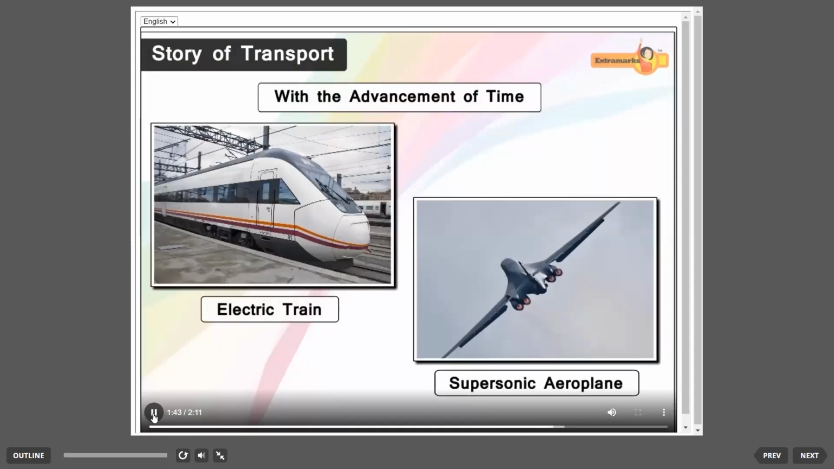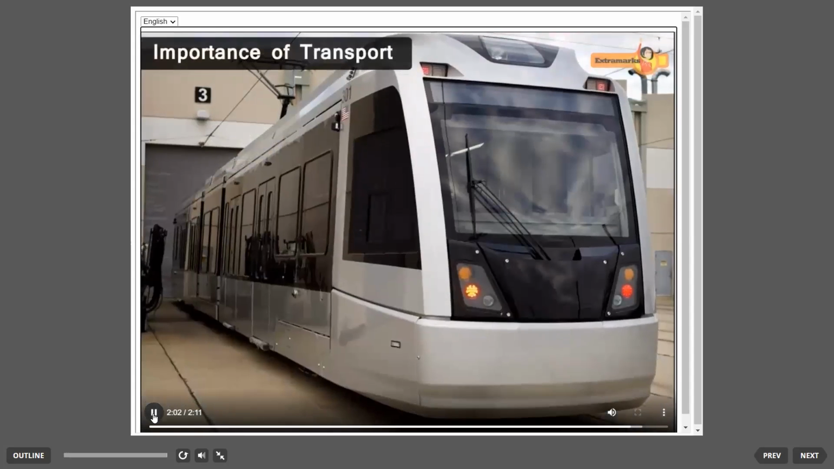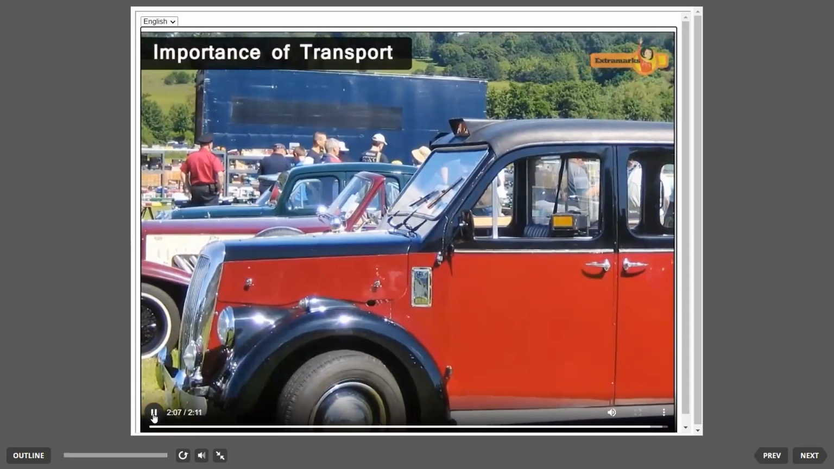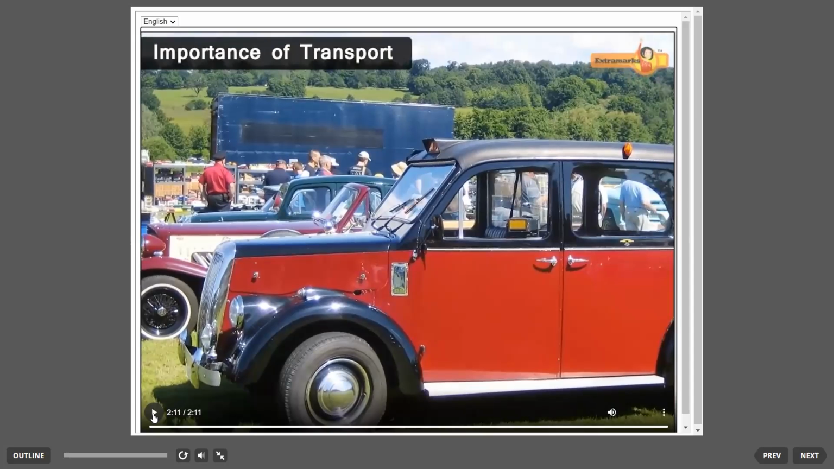As time changed, the transportation system became more advanced with the introduction of the electric train and supersonic aeroplane. Nowadays, metro and monorail have become a convenient way of transportation in cities. Although with time transport has changed its form, it has provided us better and safe traveling. So we have seen the different means of transport and how they developed.